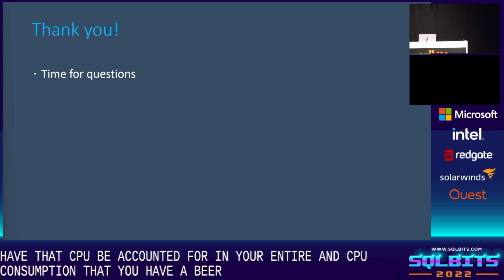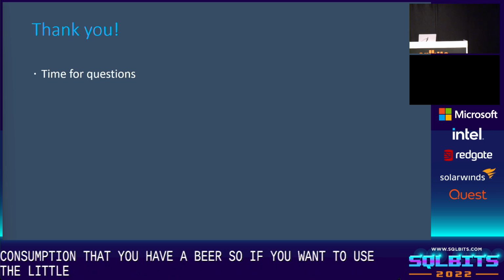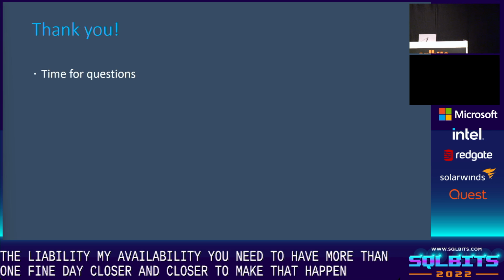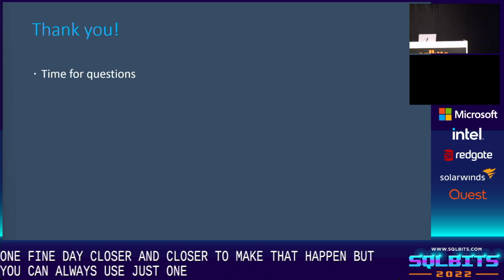So if you want to use load balancing or high availability, you need to have more than one gateway in a cluster to actually make that happen. But you can always use just one gateway if you want to.